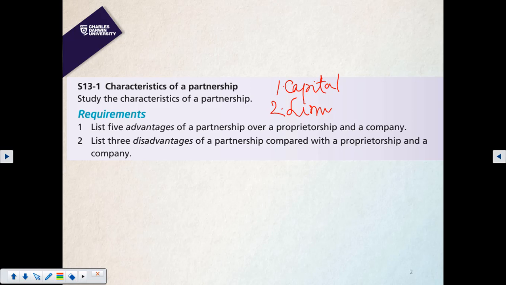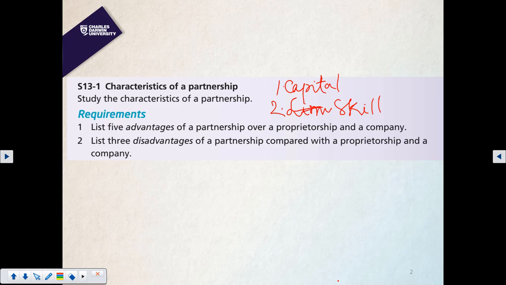Second is skill. Okay. If you have a partner who is very skilled in the business that we are running, that would be very good for the business as well. Okay, you have a skilled partner who can advise you and who can guide you in the success of the business. Okay, any disadvantages of a partnership compared with a proprietorship and a company?